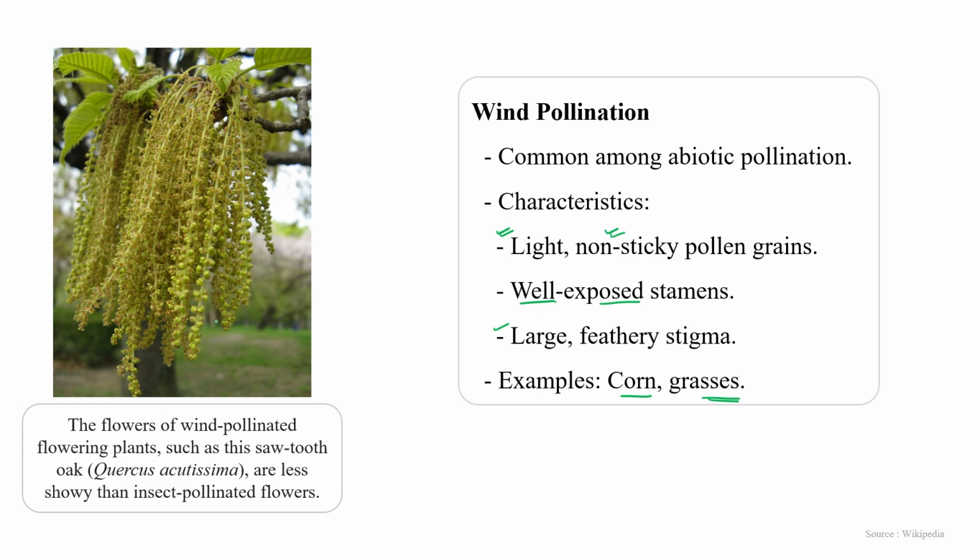As you can see, the flowers of wind-pollinated flowering plants such as this sawtooth oak, Quercus acutissima, are less showy than insect-pollinated flowers, because they don't need to attract insects with a pleasant smell and colorful petals. They just utilize wind as a pollinating agent, so they don't need any kind of attractive petals or scent. But what are the main things? Well exposed stamen, large feathery stigma, and light, non-sticky pollen grains.